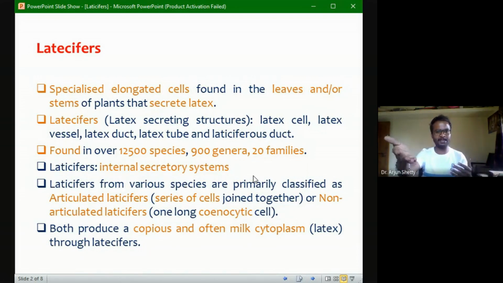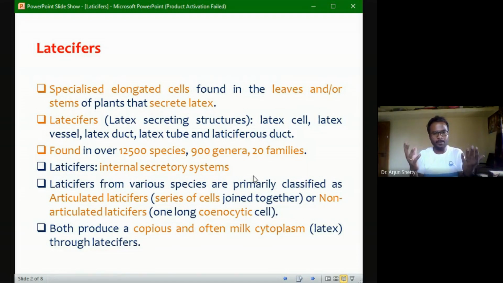Just what I'm proposing here is that laticifers are found in more than 12,500 species, which fall under 900 genera, belonging to 20 families. To come out of the plant body as and when there is a mechanical injury, there must be a breakage. Unless that happens, the laticifers will not transfer or secrete any of the components outside of the plant body.